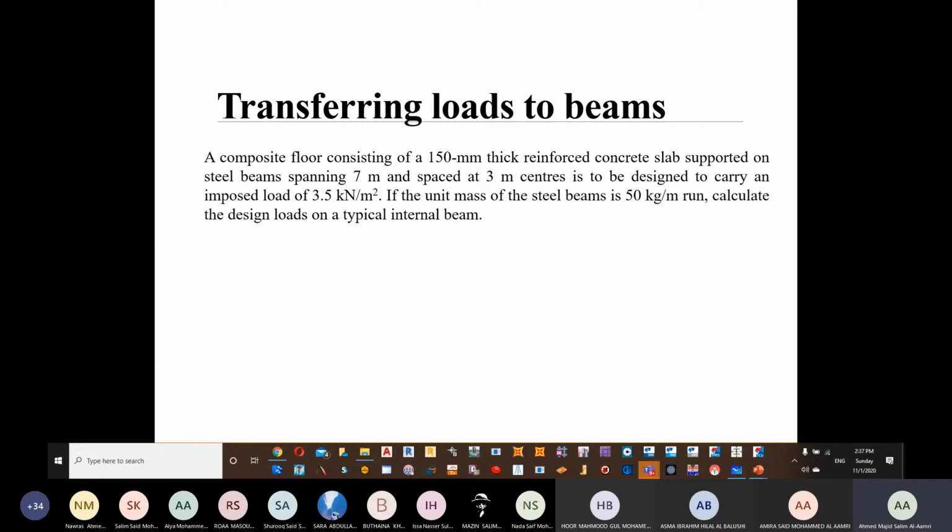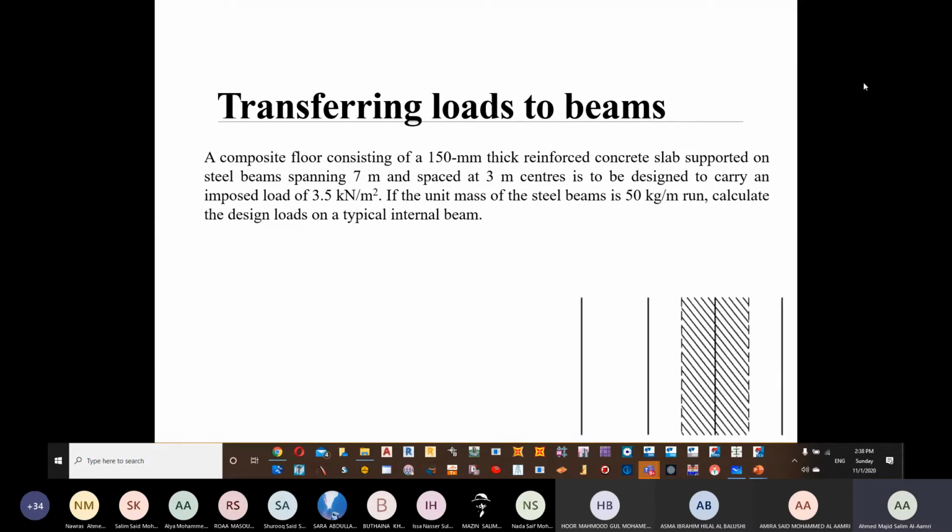So a problem says that a composite floor consisting of a 150 mm thick reinforced concrete slab supported on steel beams spanning 7 meters and spaced at 3 meter centers is to be designed to carry an imposed load of 3.5 kilonewton per meter square. If the unit mass of the steel beams is 50 kilogram per meter run, calculate the design loads on a typical internal beam. And then they have shown for us this particular figure.